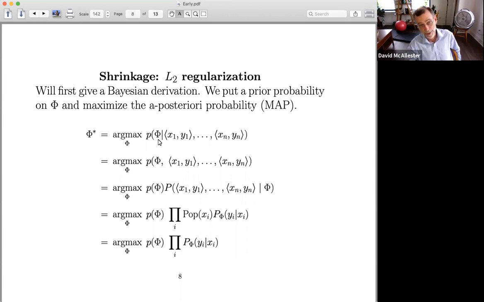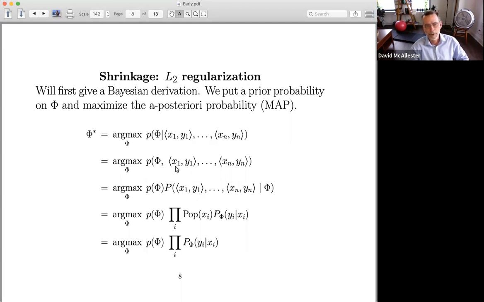And there's this general thing that if you want to find the model of maximum probability given the data, it's sufficient to consider the maximum joint probability of the model and the data. This conditional probability is the joint probability divided by the probability of the data. And the probability of the data does not depend on the choice of model. So you can take that out of the optimization. And this argmax is the same as maximizing the joint probability.